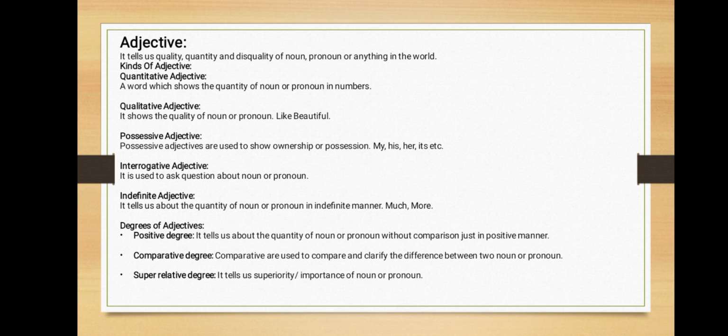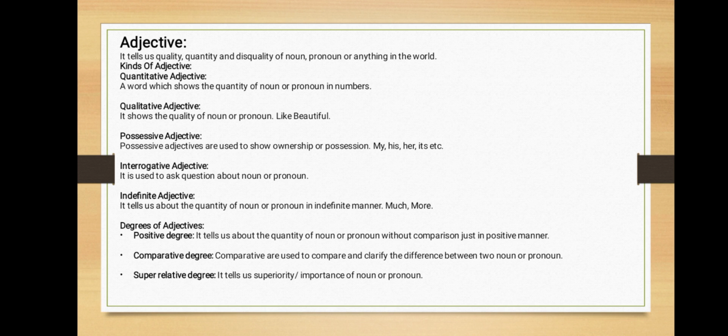Number one is quantitative adjective, a word which shows the quantity of a noun or pronoun in numbers, like 1, 2, 3, etc. Number two is qualitative adjective. It shows the quality of a noun or pronoun, just like beautiful, ugly, hard, soft, etc. Number three is possessive adjective. Possessive adjectives are used to show ownership or possession. For example, my car, his keys, her house, etc. Number four, interrogative adjective. It is used to ask questions about a noun or pronoun, like which car, which keys, etc.